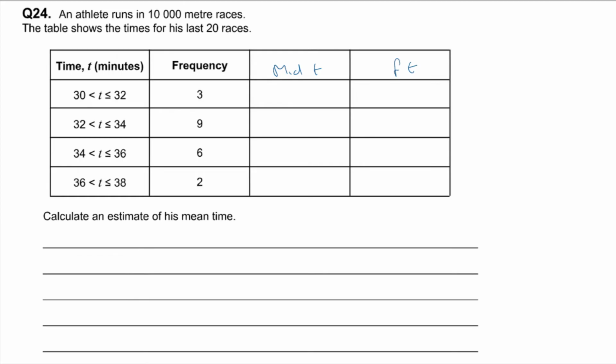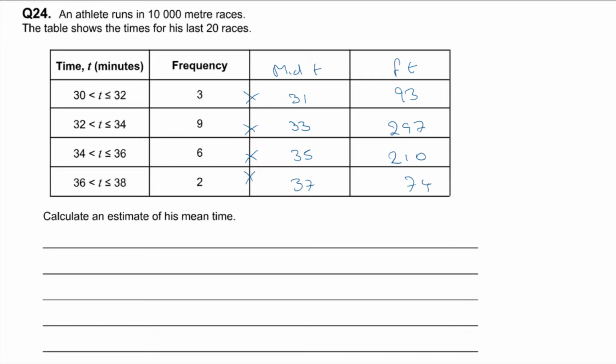So what is the mid value of 30 to 32? That's going to be 31. Middle of 32 and 34 is 33. Middle of 34 and 36 is 35. Middle of 36 and 38 is 37. Then we're going to multiply these. 3 times 31, that's 93. 9 times 33, that's 297. 6 times 35, that comes to 210. 2 times 37, that's going to be 74.